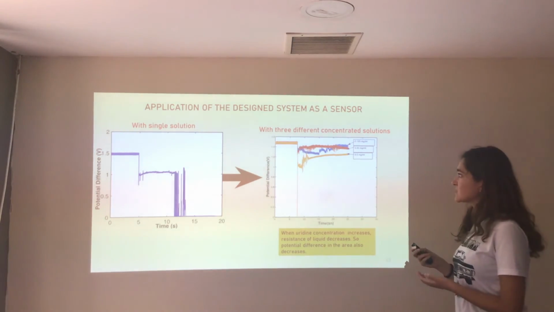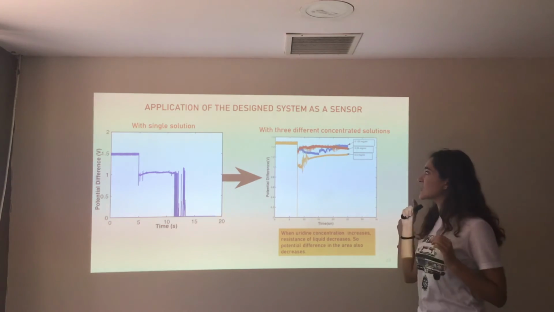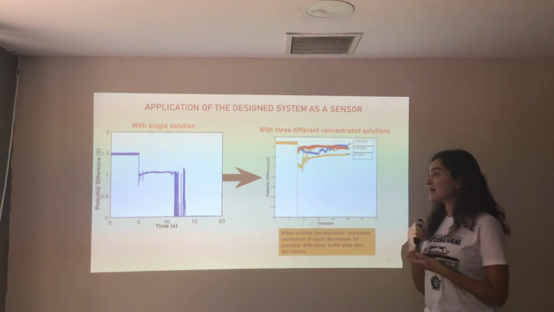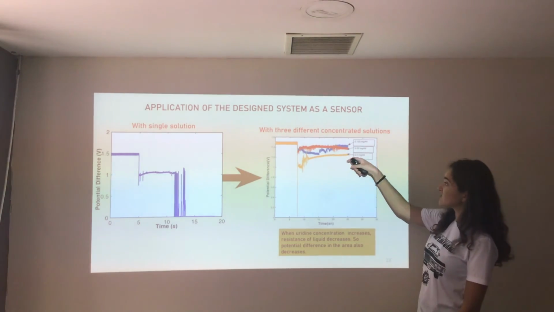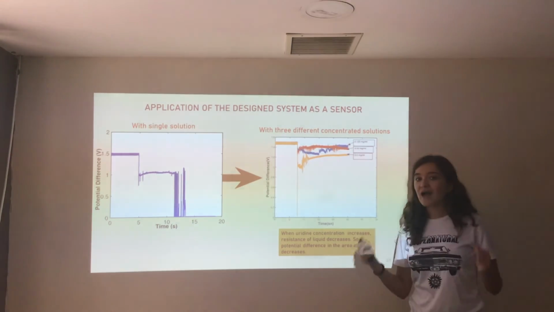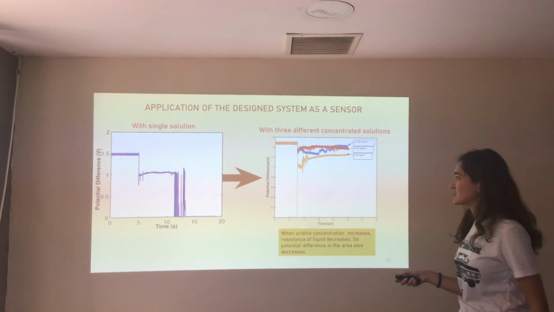In the application, I put different uridine concentrations between the nickel wire and the conductive plate. When the uridine concentration increases, the observed potential difference decreases. So I can say my system is sensitive to different uridine concentrations.